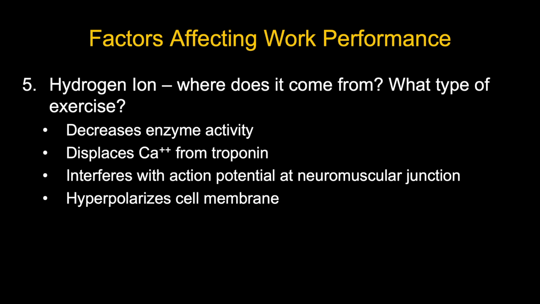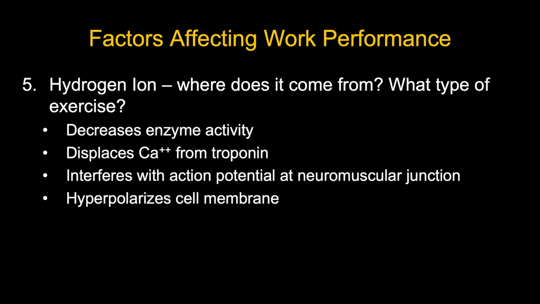This hydrogen ion is going to result in a decrease in enzymatic activity, like PFK and phosphorylase B to A conversion. Hydrogen ion also inhibits myosin ATPase, and remember that's the enzyme that breaks apart ATP on the myosin filament. So hydrogen ion also displaces calcium from binding to troponin, which means that we'll have less exposure of those active binding sites on the actin filament for myosin to bind to. That's going to decrease force production.